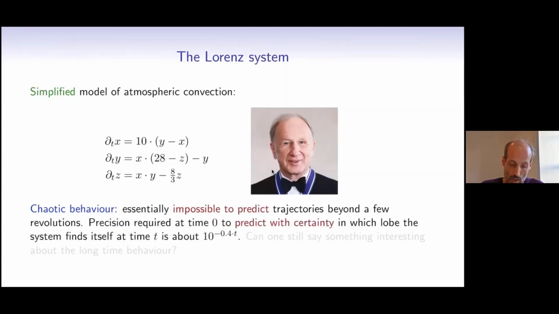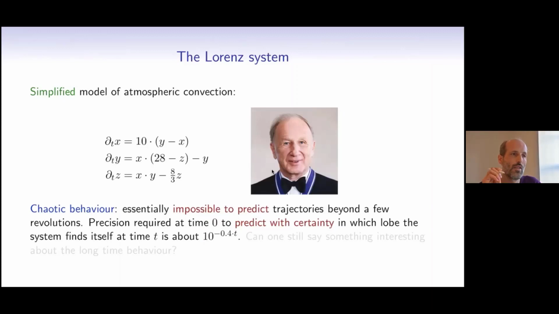It turns out you can actually compute that, or at least, using numerical experiments, you can more or less figure out how precise it is. And the answer is that the precision you need is about 10 to the minus 0.4 times t. Right? So what does that mean? It means that if after time 100, you want to figure out just whether you're on the left side of the picture or on the right side of the picture, then you needed to know the initial data with a precision of about 10 to the minus 40.